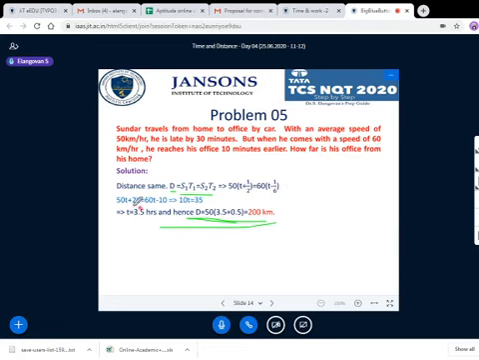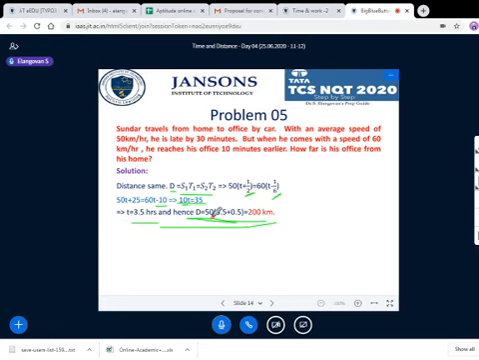So 50t plus 25. 50 into 1 by 2 is 25. And here 60t minus 10. 60 by 6 is 10. So that is equal to 10t. 60t minus 50t is 10t. When you are taking this minus to the other side, minus 10 will become 10. So 10t is equal to 35. So t is equal to 3.5 hours. Since we have converted everything into hours, the answer is going to be in hours.